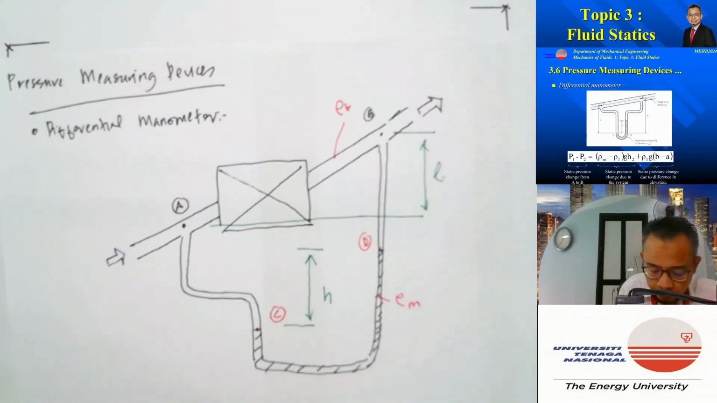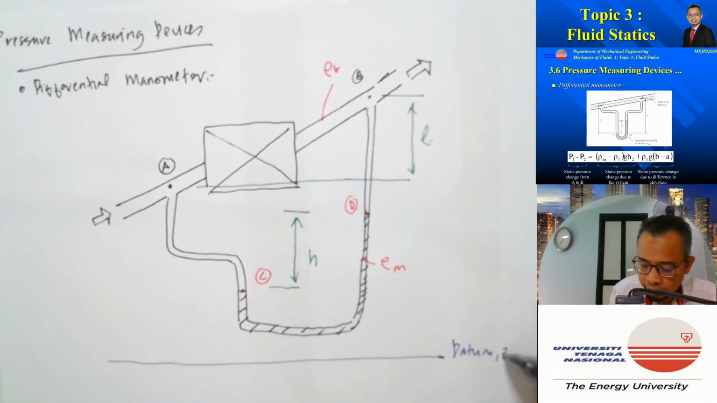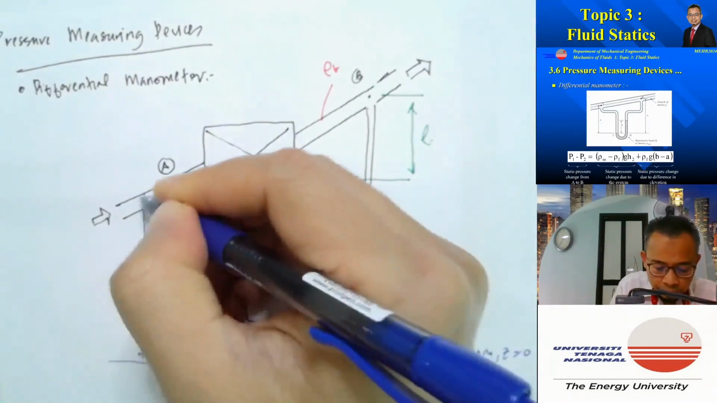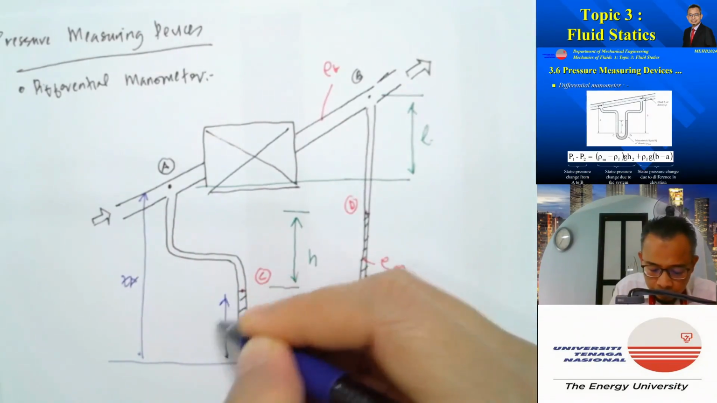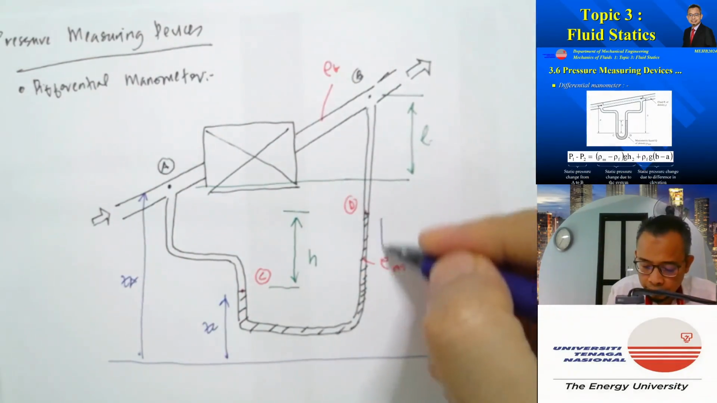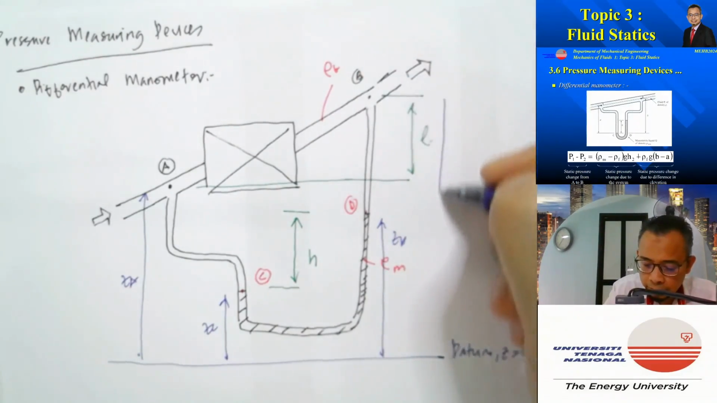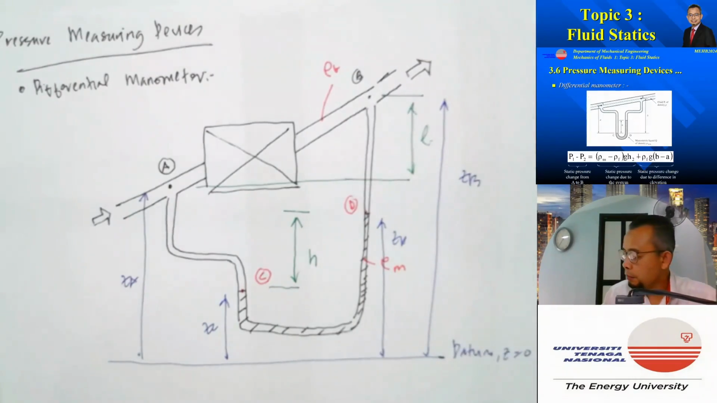So let's define our datum. That's my datum, where I define my Z is equal to 0. So that means that this will be my ZA, ZC, ZD, and this is my ZB, right?